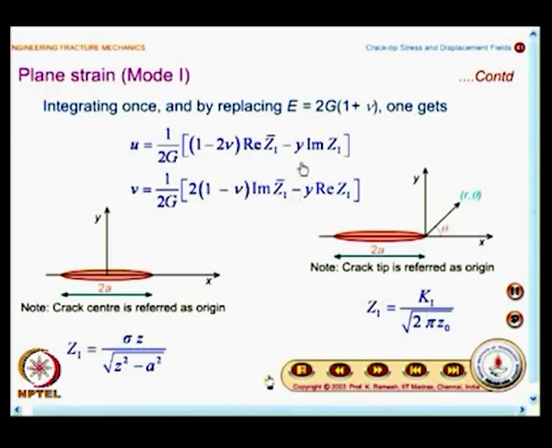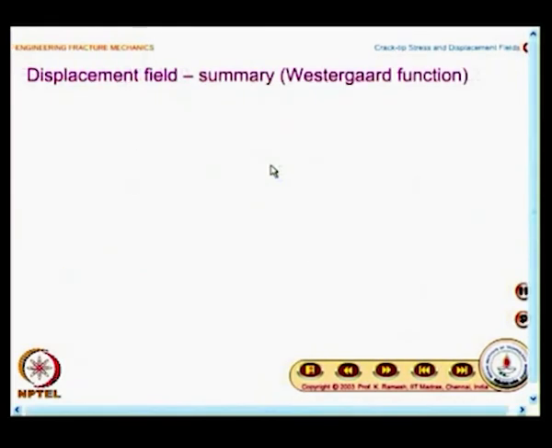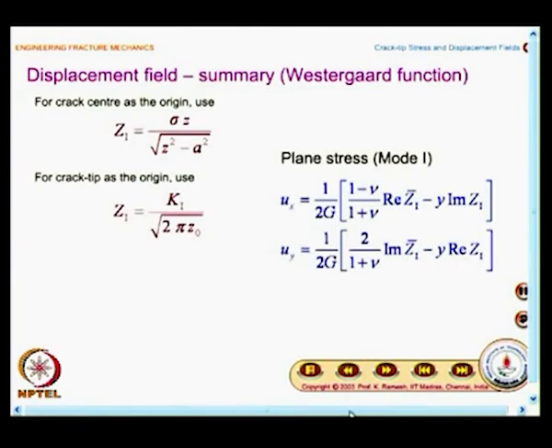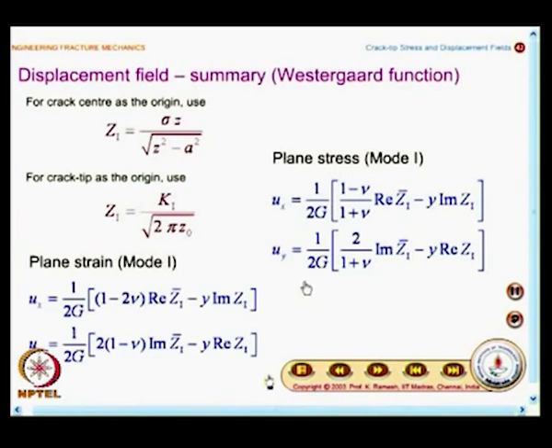So, essentially, if I have to find out in terms of r and theta, I will have to know what is Z1 and what is Z1 bar. This is what I will have to do. And this is just to verify your notes, it is all summarized here. In this slide you have the expressions for plane stress as well as for plane strain, the displacement field. If you have made any typographical errors, please verify and correct them by looking at this.